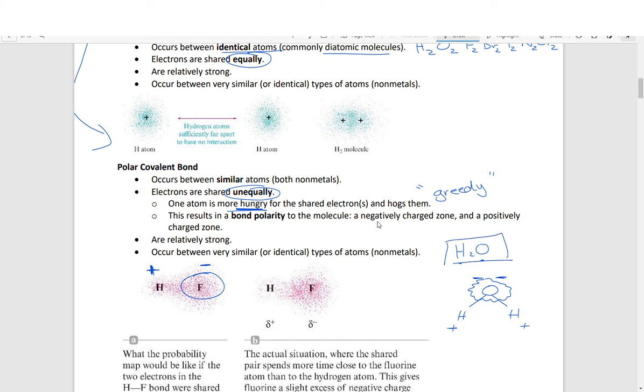And so there's a lot of compounds that come together in this way. This hydrogen fluoride or hydrofluoric acid would be an example of this. And because it's got this unequal sharing, you end up with this bond polarity. And so you end up with this negative region and this positive region. The textbook likes this little sigma notation. I tend to just put negative and positive.